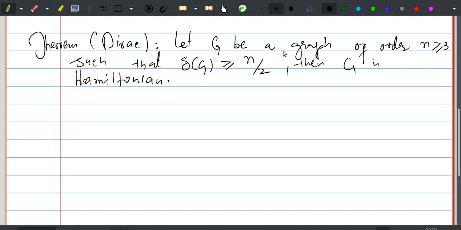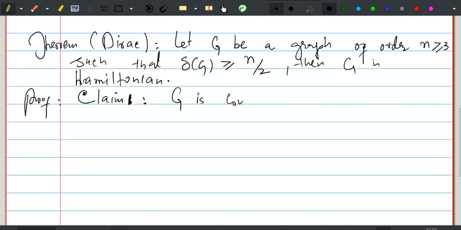That is, G contains a cycle which contains all the vertices of G, i.e. the Hamiltonian cycle. To prove this result, we first claim, Claim 1, that G is connected. We prove this claim by contradiction. We assume that G is not connected.